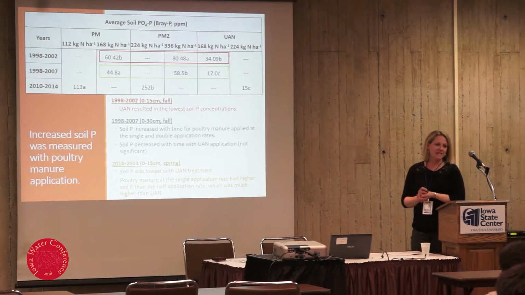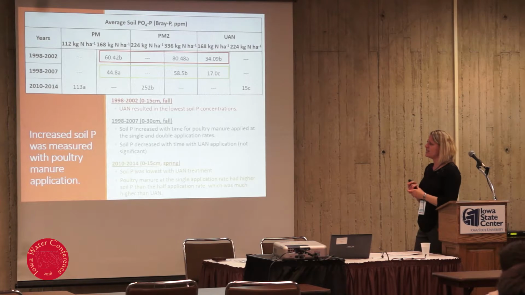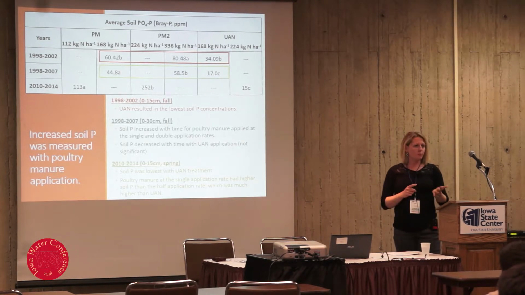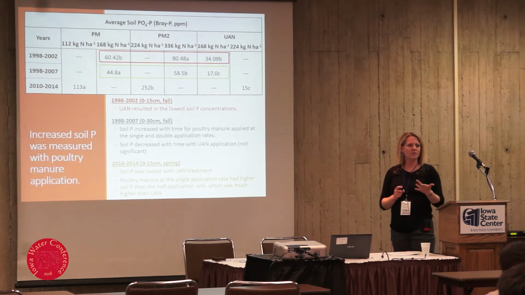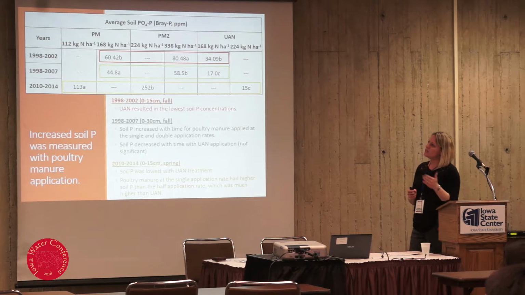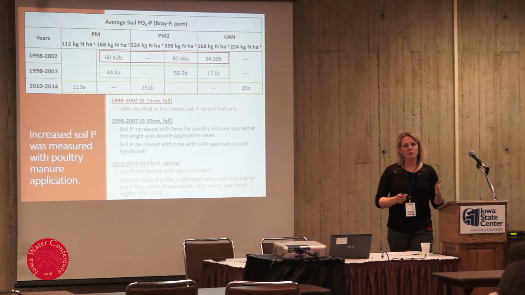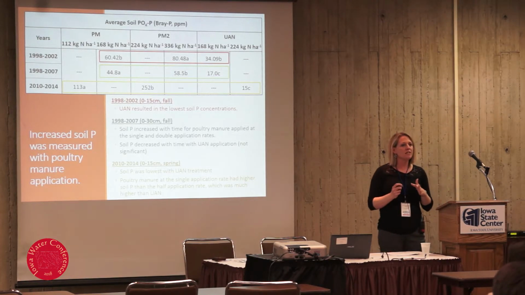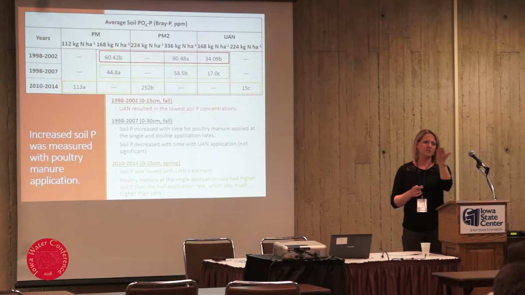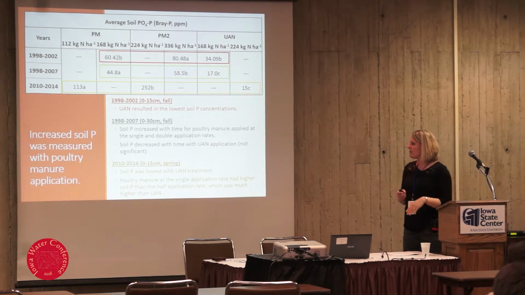Then from 1998 to 2007, we continued to see that the soil phosphorus increased over time in the plots that received the poultry manure, for both the single and the double application rate. And over the last period, this is when we switched to a corn-on-corn rotation, which is really different, because now the entire plot is receiving manure every single year instead of just half the plot switching back and forth.